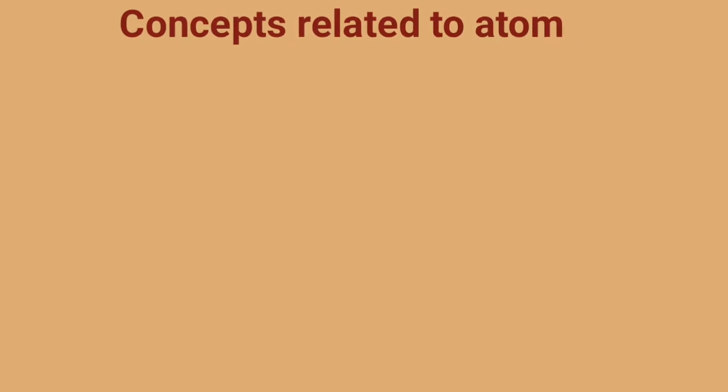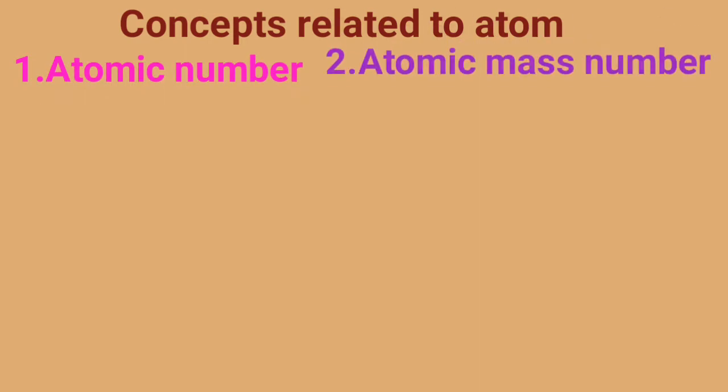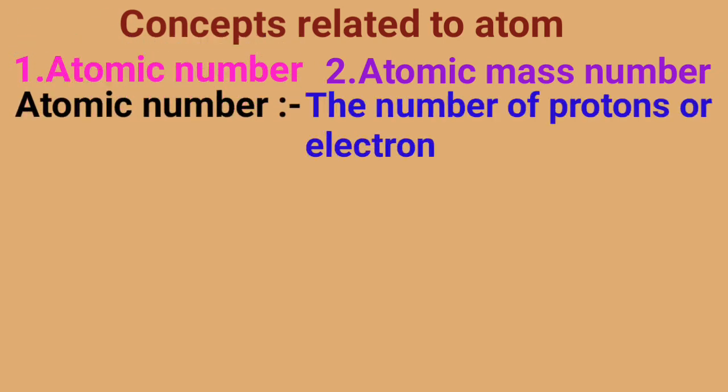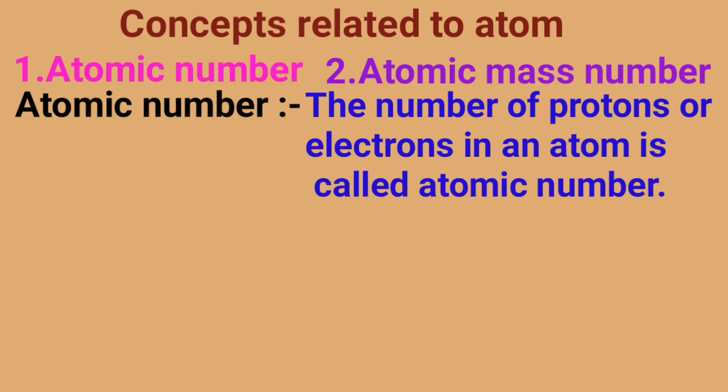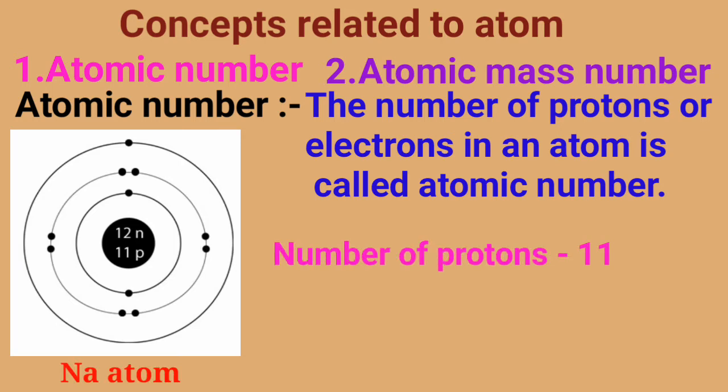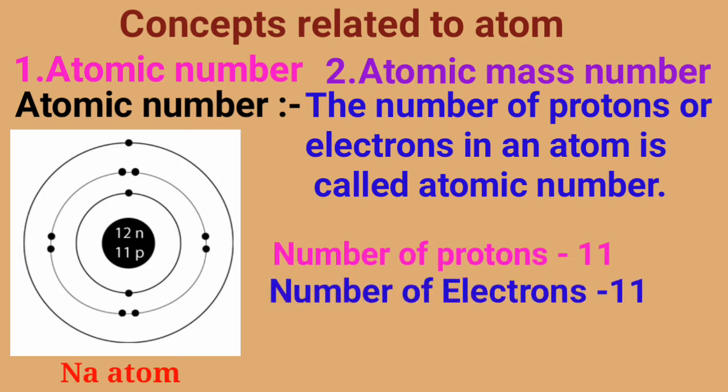While studying classification of elements, we must know two concepts regarding the atom of an element, that is atomic number and atomic mass number. Let us understand the meaning of atomic number. The number of protons or electrons in an atom is called the atomic number of an atom. For example, in a sodium atom, the number of protons is 11 and the number of electrons is also 11. Therefore, the atomic number of sodium is 11.